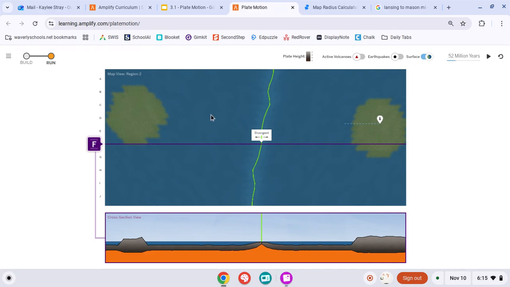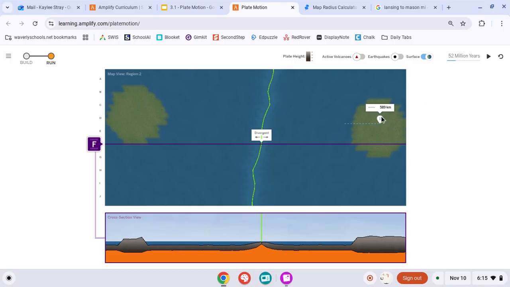So I have my simulation, my model, in front of me. You'll notice that my GPS tracker did move, and we're going to figure out what the rate is. If I click on this, it gives me a distance: 589 kilometers, which is km. And then I also have a time. So what I can do is calculate a rate.